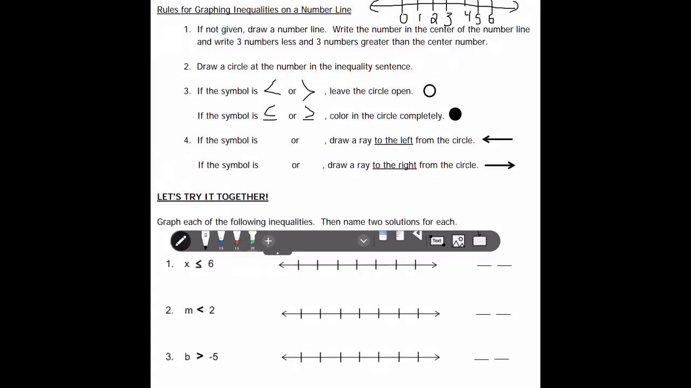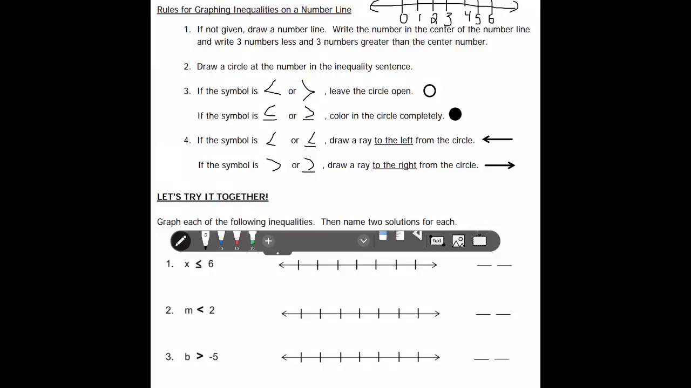Number 4, if the symbol is less than or equal to, you're going to be drawing a ray to the left from the circle. If the symbol is greater than or greater than or equal to, you're going to be drawing a ray to the right from the circle. Now, one way I like to remember how to do this is the answer to which way you draw your ray or your arrow is right there for you.